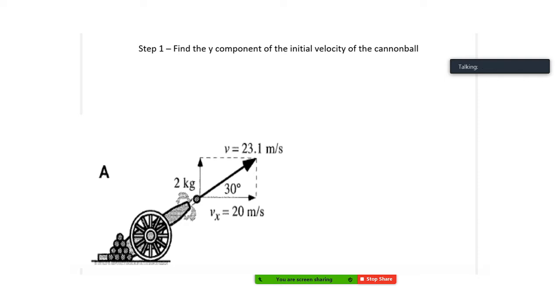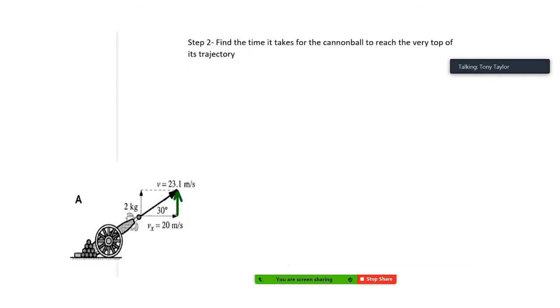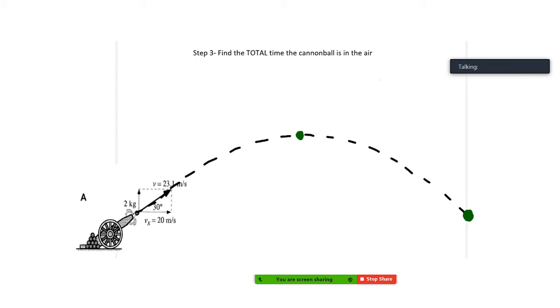Okay, so let's look at step 1. Step 1 says you want to find the y component of the initial velocity of the cannonball. In a nutshell, you want to split up the velocity vector into its x and y components. Step 2 says find the time it takes for the cannonball to reach the very top of its trajectory. Step 3 says find the total time the cannonball is in the air.